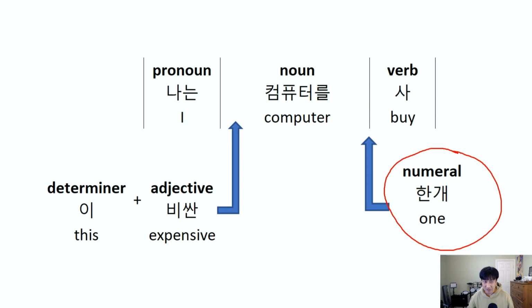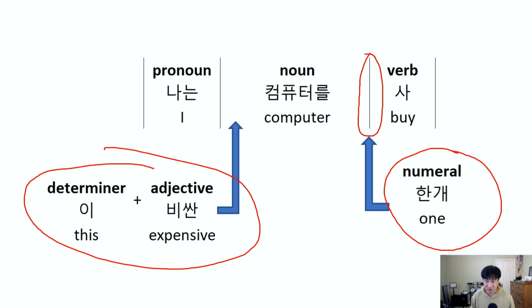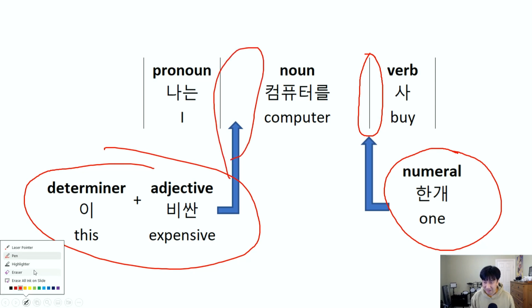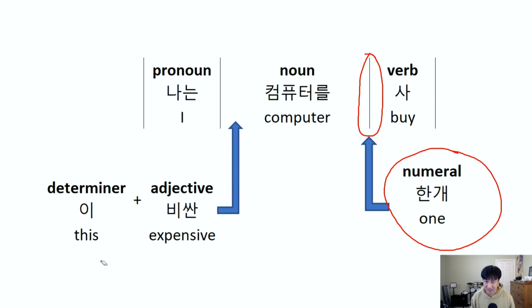And they're exactly what they sound like. They're just simply numbers. So the numerals go in between the noun and the verb, and they get their own slot. It's kind of different with these ones. These ones go inside here, and then it attaches to the noun and becomes like one word. But the numerals get their own slot.